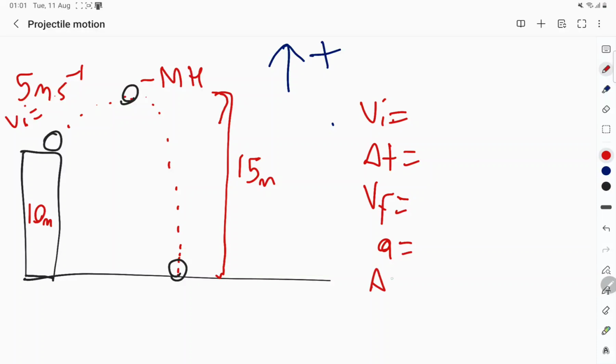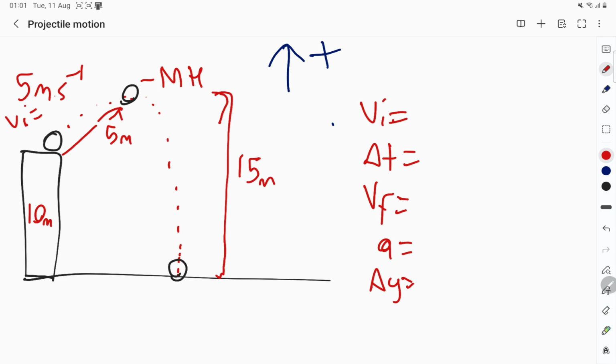So now let's say we have a bit different scenario. Now our initial velocity is 5 meters per second. The ball is thrown and we're even given our heights. So the delta y for the building is 10 meters, and from the maximum height to the ground is 15 meters, which means that the distance from the building to the maximum height has to be 5 meters.